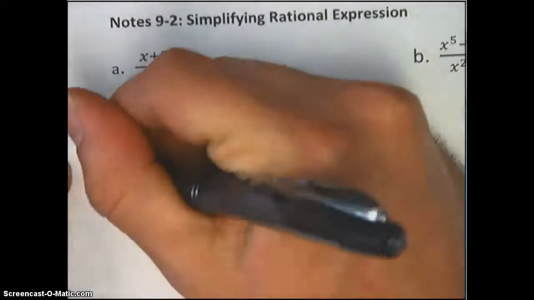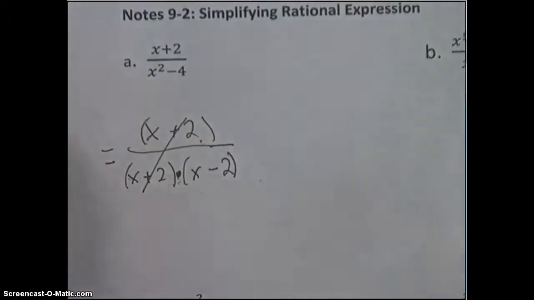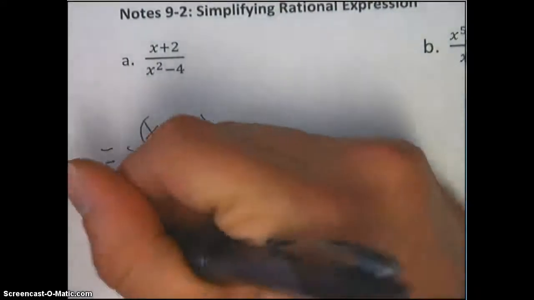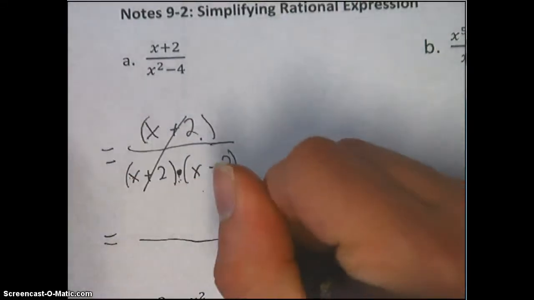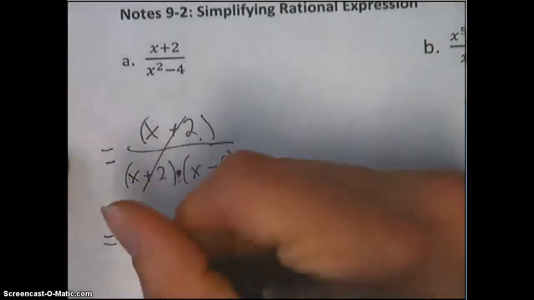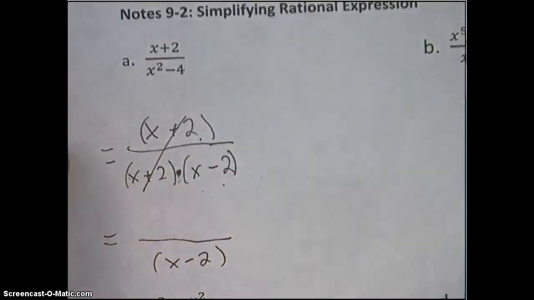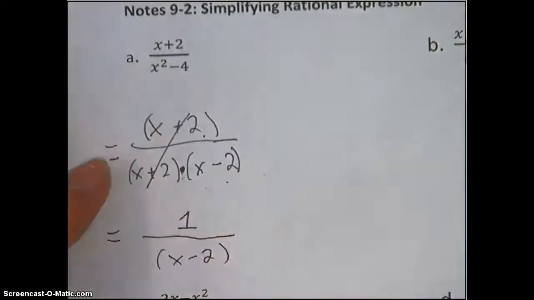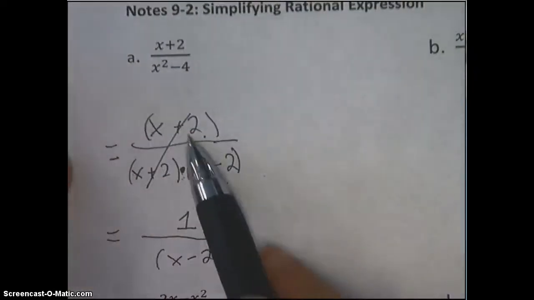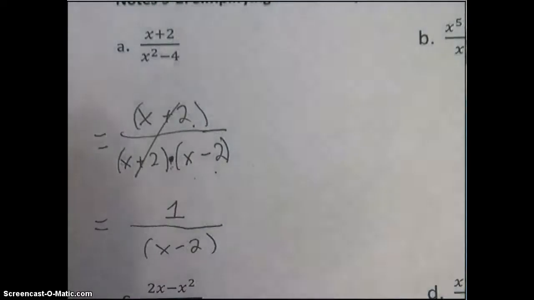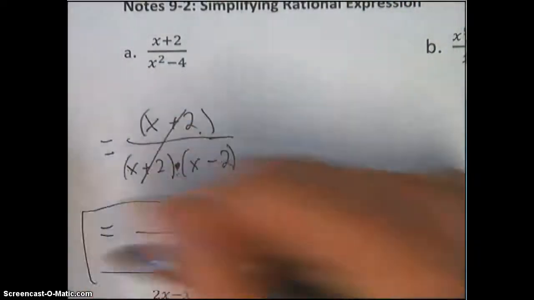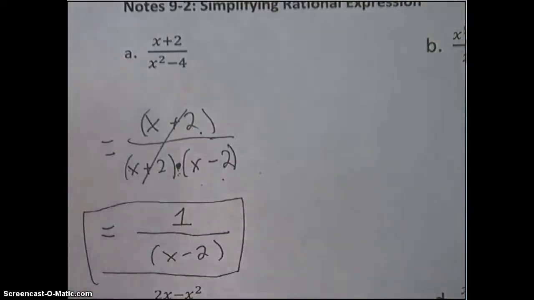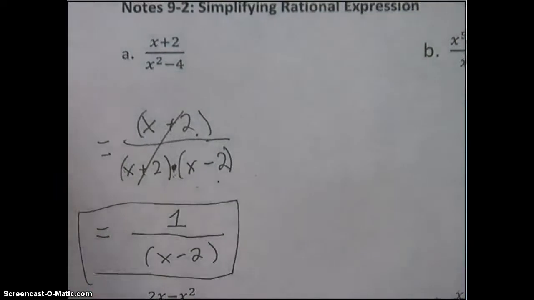So the last step here is to rewrite after I factor and cancel. On the bottom, what am I left with? An x minus 2. And what's left on the top? Well, even though you can't see it, there's a 1 up there, because this is 1 times x plus 2 up there. And that's it. That's how we do it. We just factor, we cancel. That's the simplified expression. So let's look at part B on the notes here.